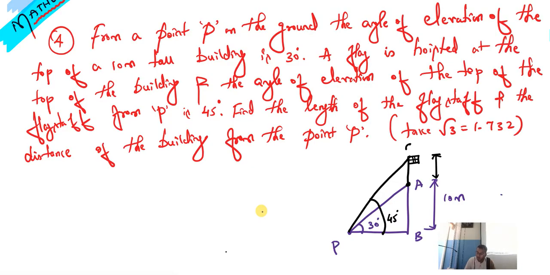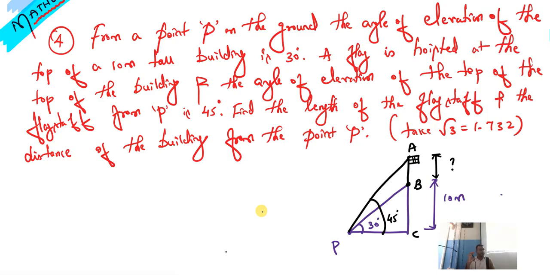Let me say this point as C. If you get confused, what you can do? Let me take this point as A, this point as B, and this point as C. We can give any alphabets, right? So that it will be easy for you to analyze the figure. So AB is the flagstaff. The height of the flagstaff is AB. That is what they are asking us to find.